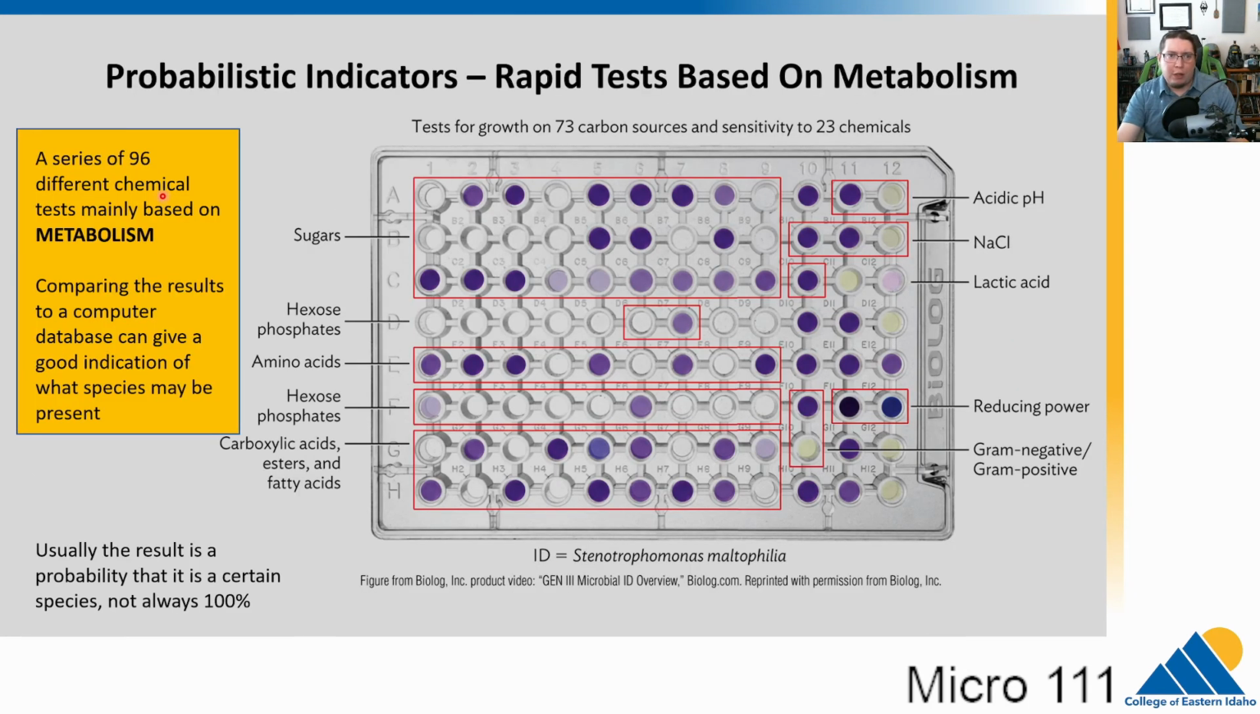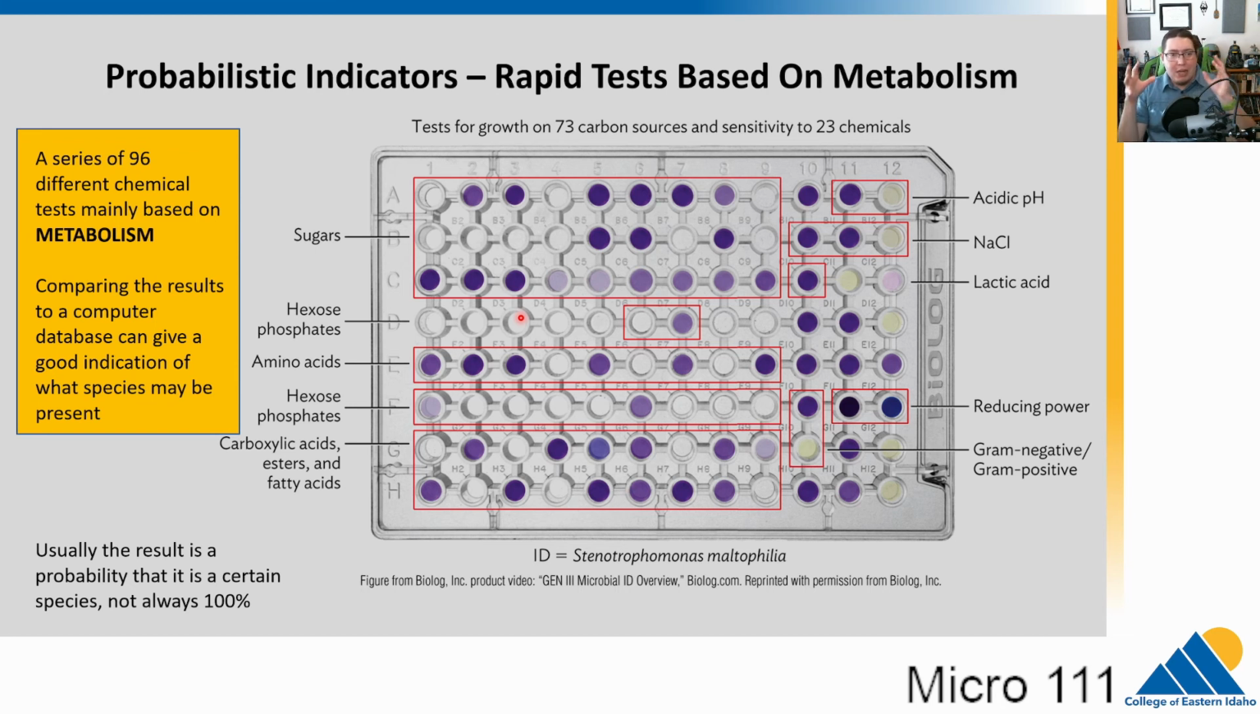There is a different method called a probabilistic indicator that is a more rapid test based on metabolism. So in this, what is called a 96 well plate, because there are 96 wells in it, surprise, surprise, there are a bunch of different tests that look at whether microbes can use certain sugars or amino acids. Do they make lactic acid? Can they survive with different sodium? How about pH?